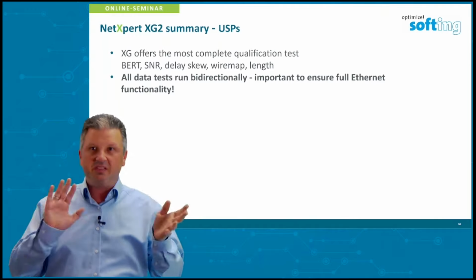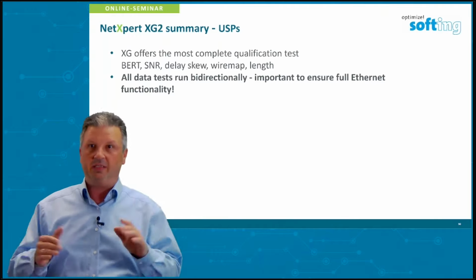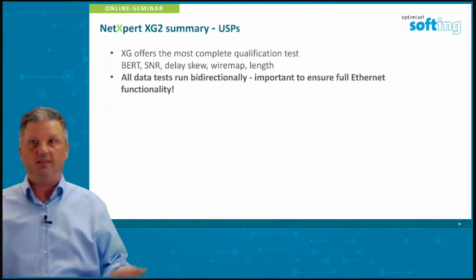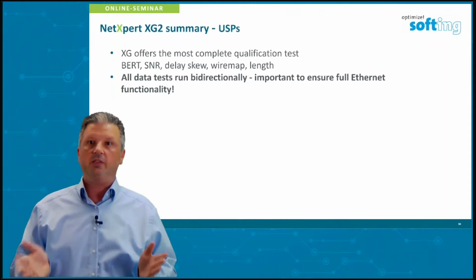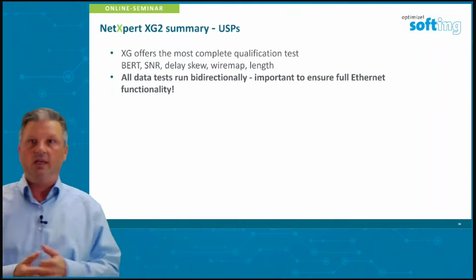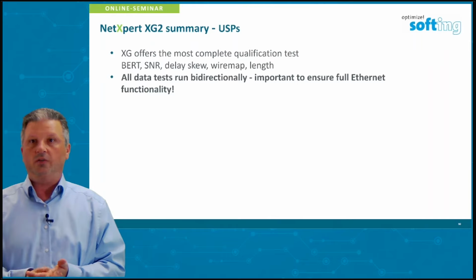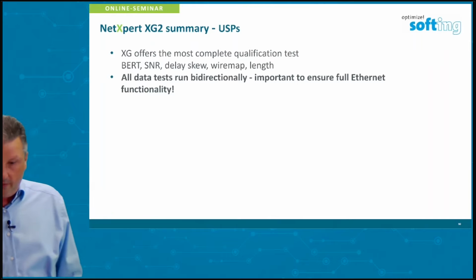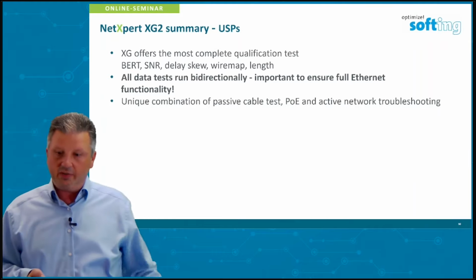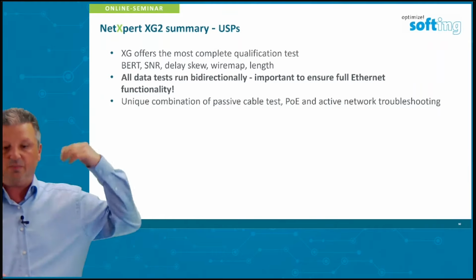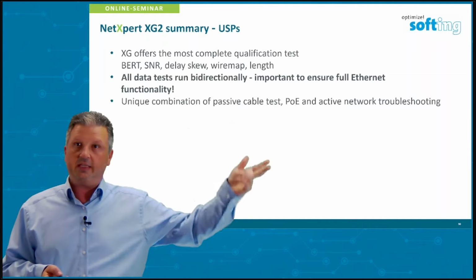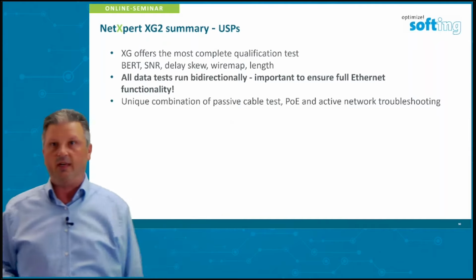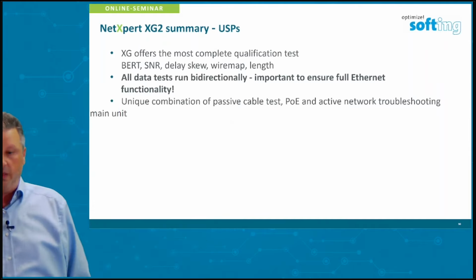It seems that this is 1 gig or 10 gig, okay, but this was not completely measured from both sides. That's not correct. Bidirectional measurement is needed and important to see how good your speed and the network are. We have a combination of passive cable tests, PoE, active network testing, and troubleshooting in one device. This is really interesting for you.